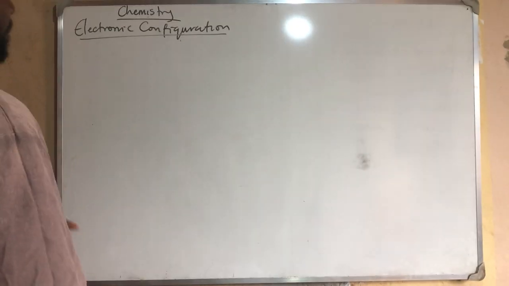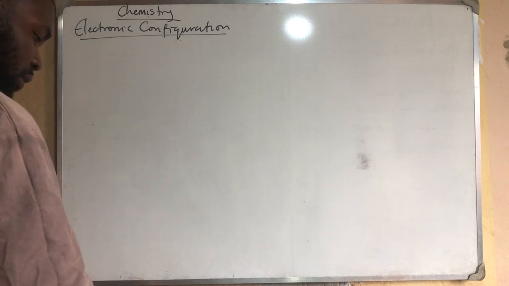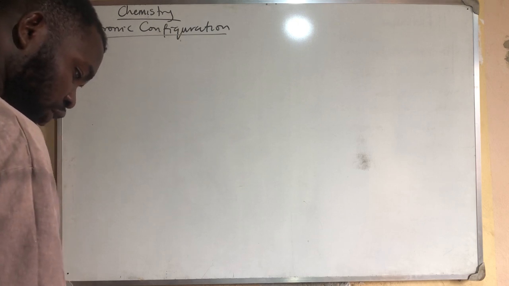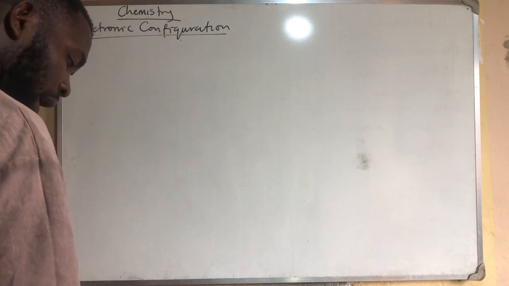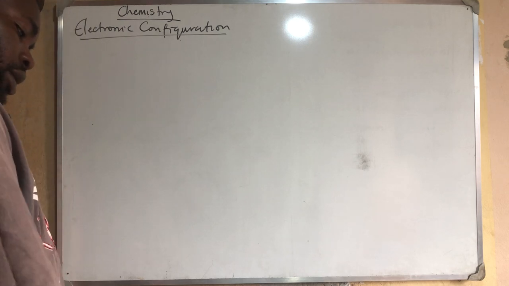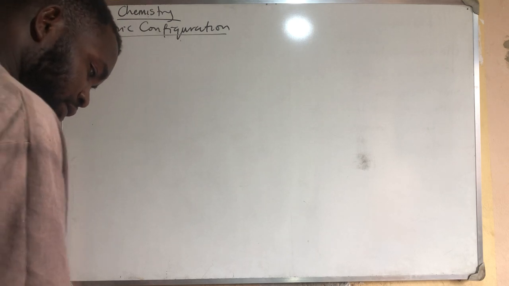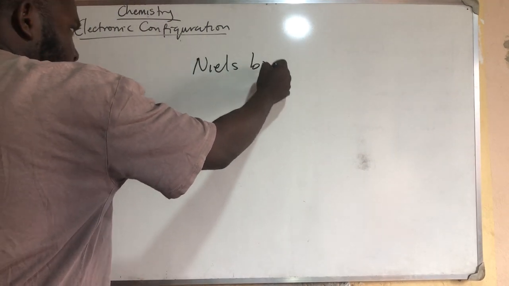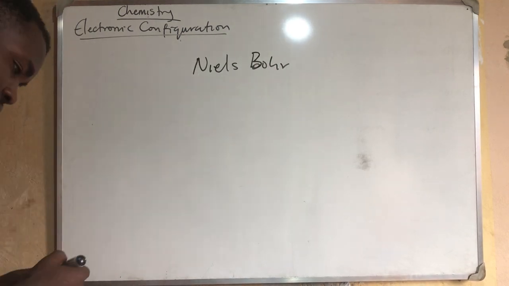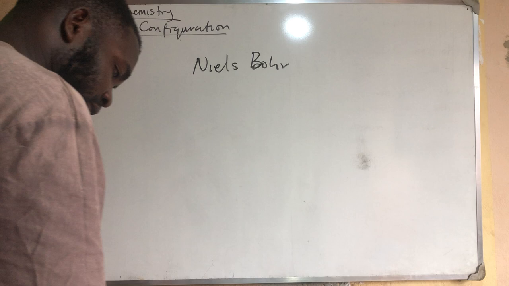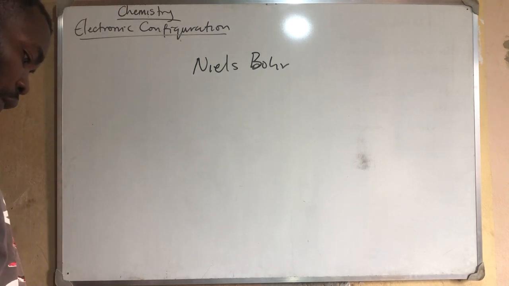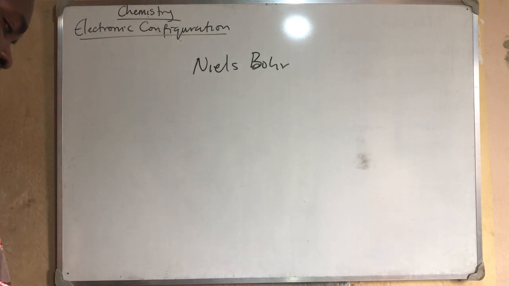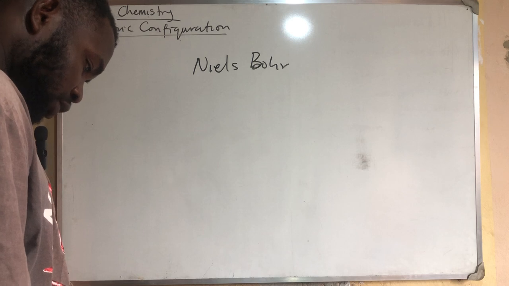In today's video, we'll be talking about electronic configuration. Electronic configuration is basically the arrangement of electrons around the nucleus. According to Niels Bohr, electrons revolve around the nucleus in circular paths called orbits or shells, positioned at some distance from the nucleus.